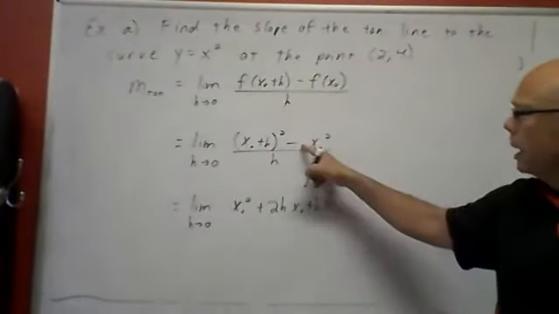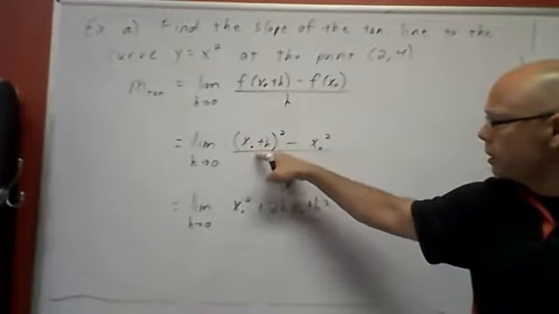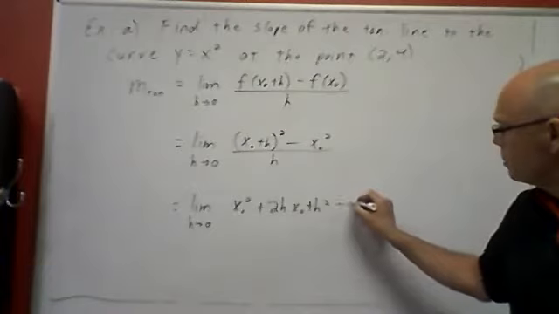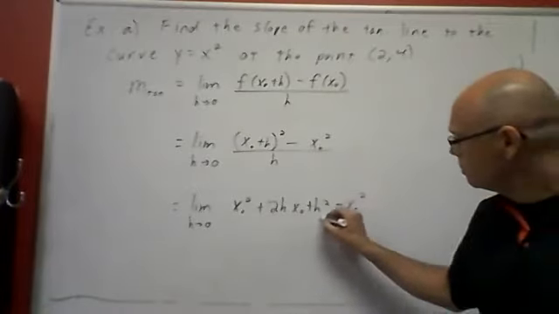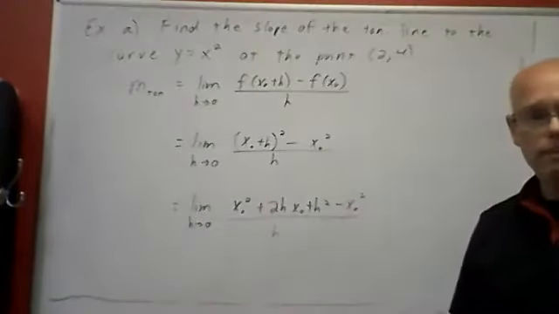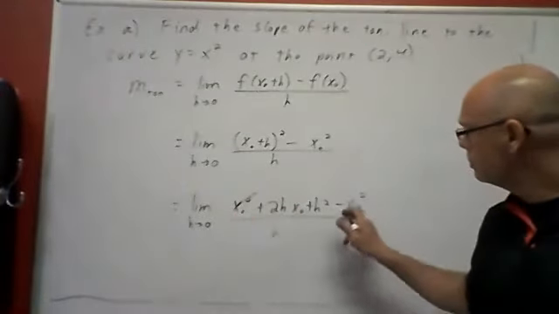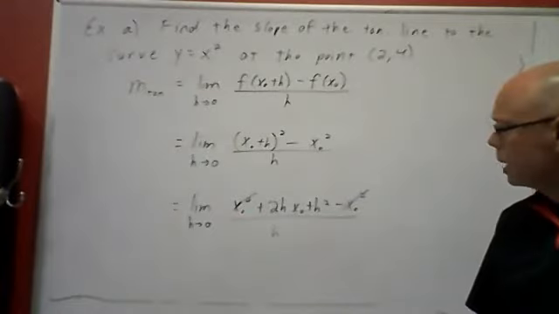All right, what do we still have? All this is squared out as this, right? So we still have minus x naught squared all over h. X naught squared, negative x naught squared, zero out, right?